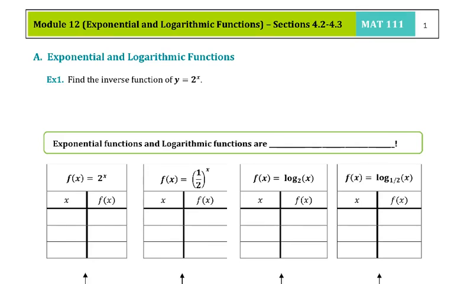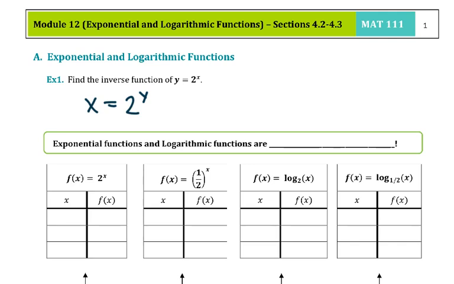So entering Module 12, we're going to talk about exponential and logarithmic functions. The first thing we're going to do is find the inverse function for this exponential function that's given here. And the inverse, we just did that in the last module, inverses occur when you switch x and y. So in order to find the inverse, we're just going to switch x and y, and that leaves us with x equals 2 to the y.